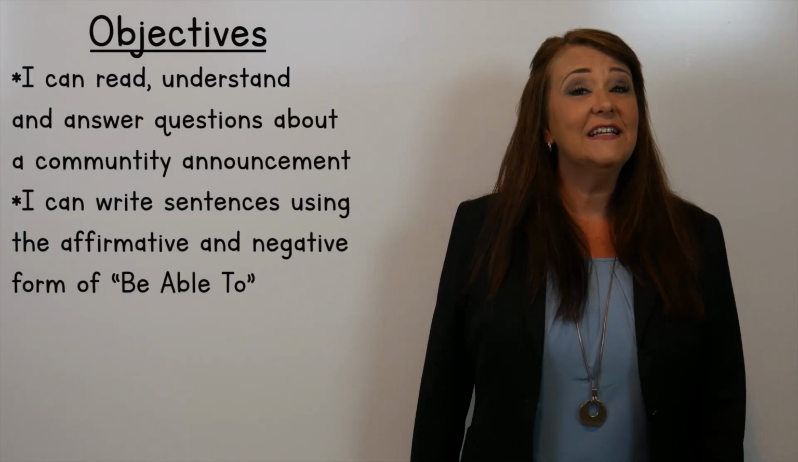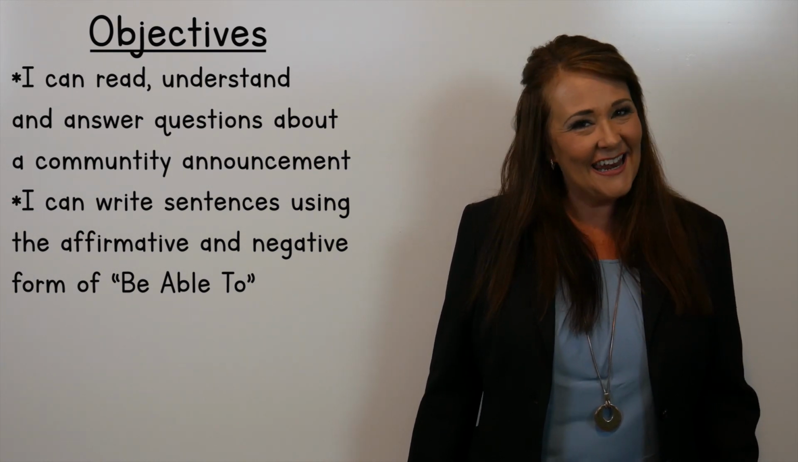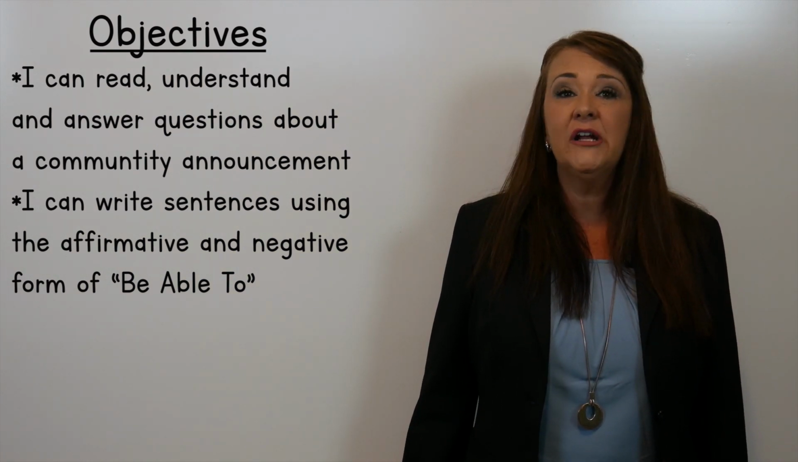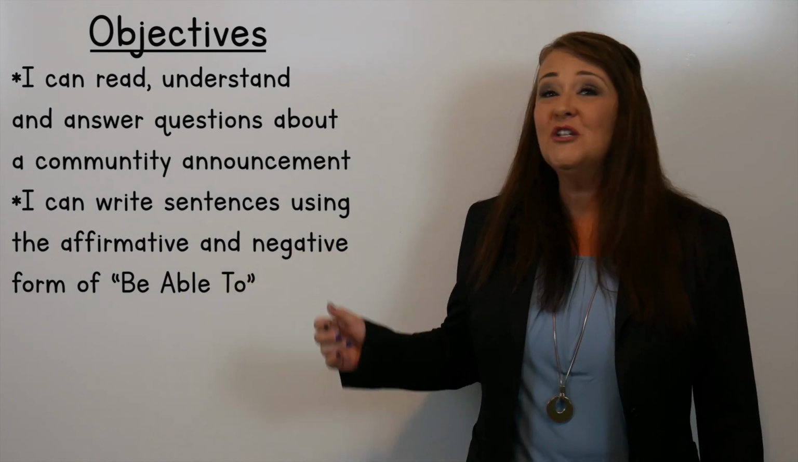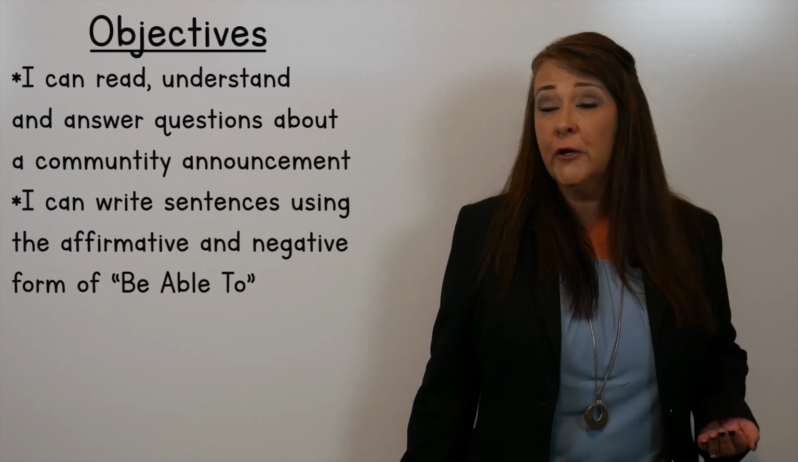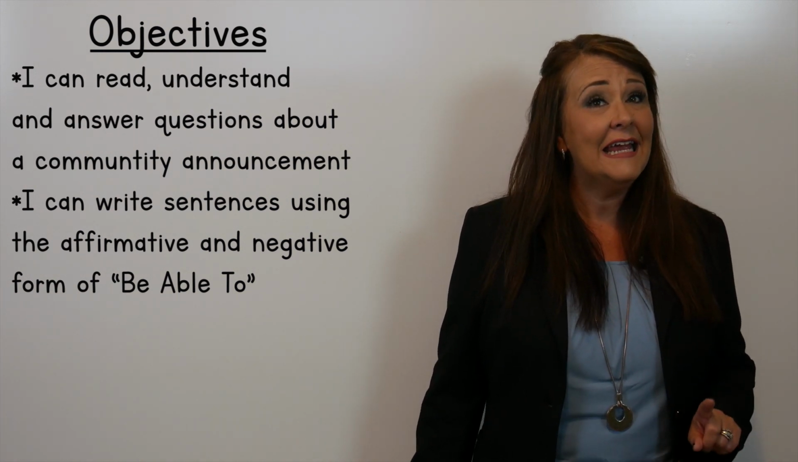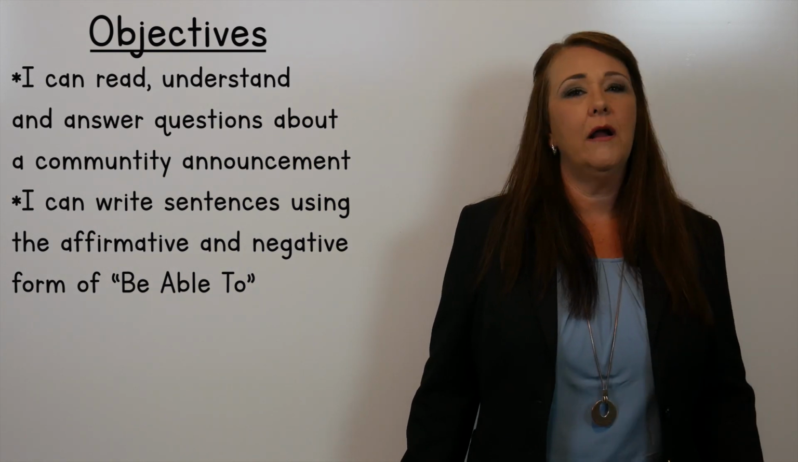So, now that we've taken care of business, let's look at the objectives for today. The first objective says, I can read, understand, and answer questions about a community announcement. The second objective says, I can write sentences using the affirmative and the negative form of be able to. And we'll talk about that later. So, the first thing we're going to do is talk about a community announcement.